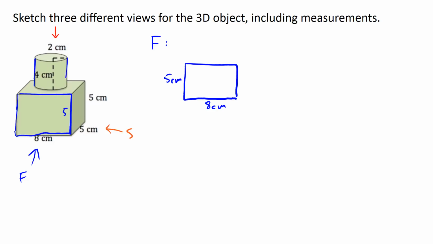So along the top, we have a round object, which can be a little tricky with views. So this is a cylinder sitting on top of our rectangular prism. And what does a cylinder look like viewed from the front or side on? Well, it looks actually just like a rectangle. So we don't see the roundness when we view a cylinder from exactly on the side. So instead, it's going to be something that's 4 centimeters high, and we're told that the radius is 2 centimeters, so that means it's 4 centimeters high and 4 centimeters across the whole top of the cylinder.